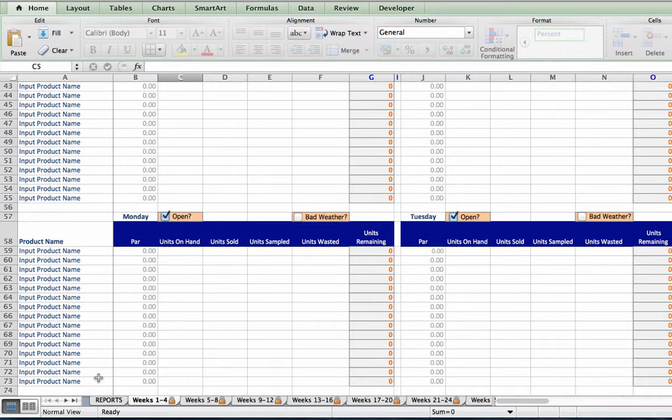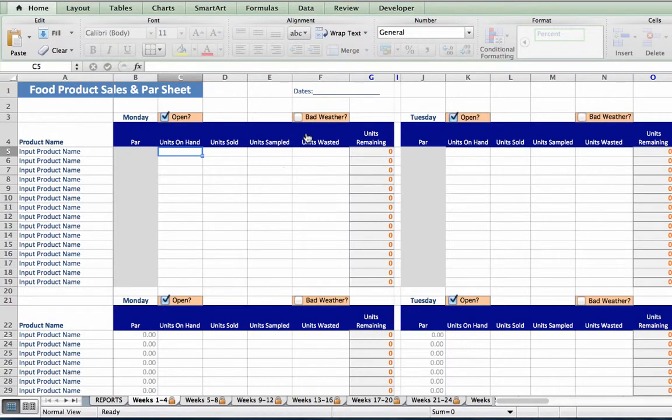So let's dive into the details of how you get started. When you open up your spreadsheet, go to the weeks 1 through 4 tab. At the top, to get started and to help you keep your record straight, input the dates that these 4 weeks cover. In this case, we'll say April 1 through April 28.